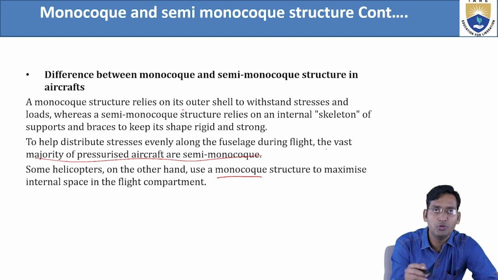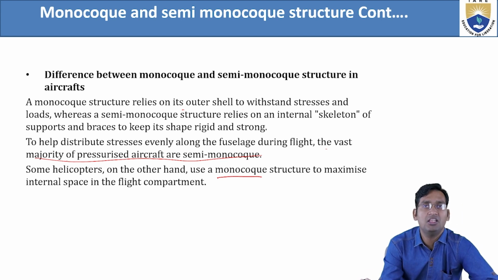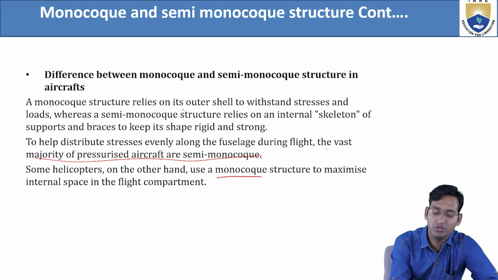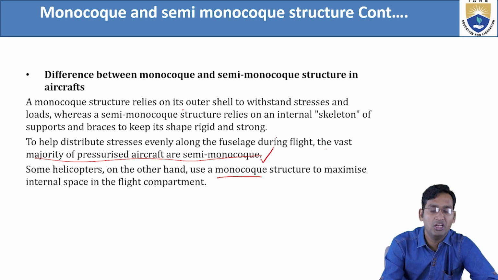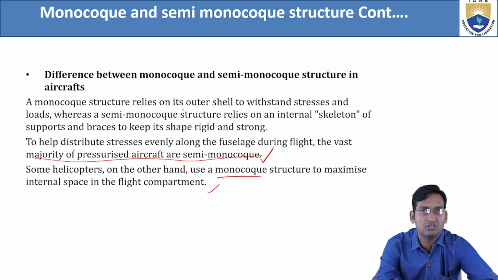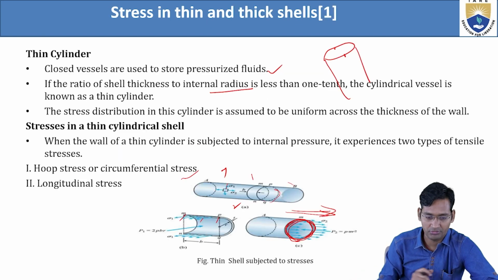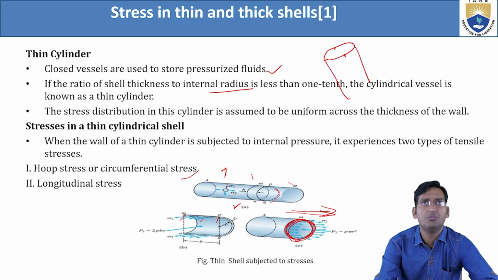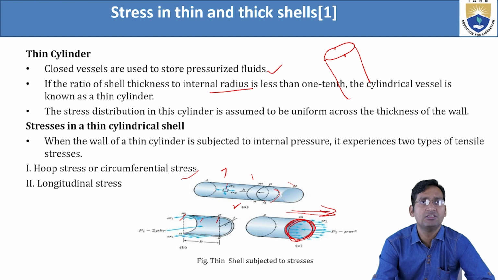Okay. Then to help distribute the stress evenly along the fuselage during flight, the vast majority of pressurized aircraft use semi-monocoque. Helicopters using what? Some helicopters use monocoque, so that they will have a larger compartment so that they can keep the things. Then stress in the thick and thin cylinder.